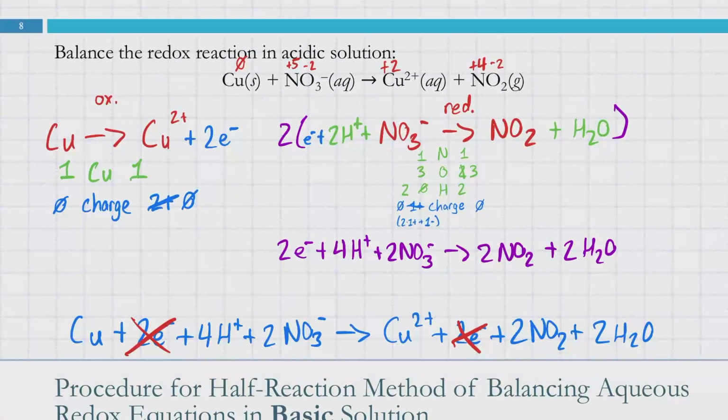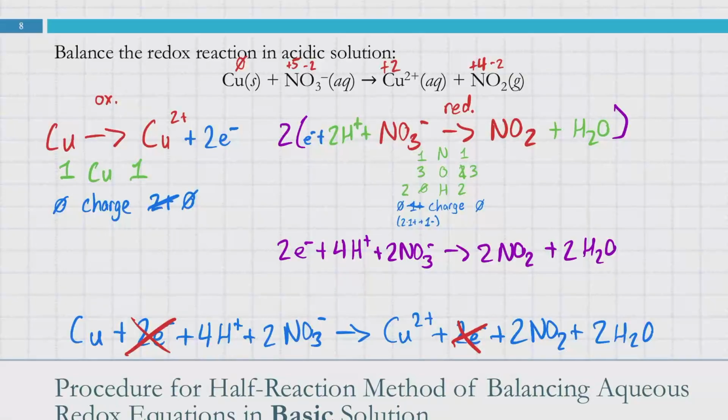And then if we really wanted to, we could go back through and verify that everything's correct. We'll do that real quick. Copper, copper, hydrogens, both 4, 2 nitrogens, 6 oxygens: 2 times 2 for 4, plus 2 times 1 for another 2, for 6 oxygens. And then our charge, we've got a total of 4 plus 2 minus for 2 plus, and 2 plus on the right side, so our charge is also balanced. So we're done.